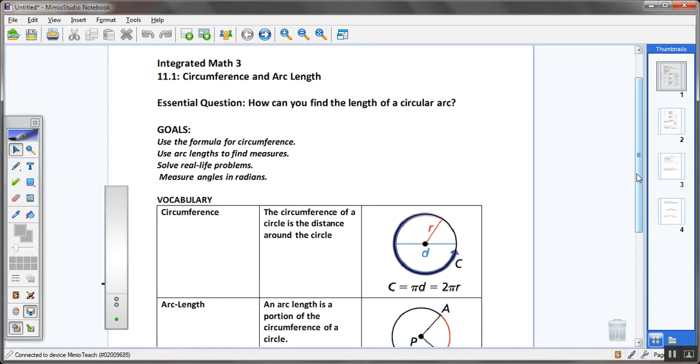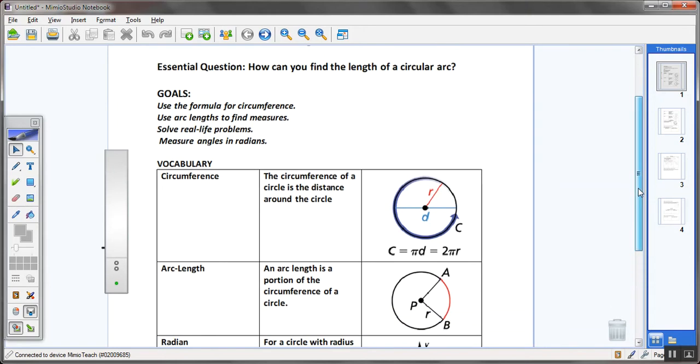So we first need to know what a circular arc is. What do you think a circular arc is? An arc on a circle. What do you think circumference is? The distance, the perimeter around the circle. So it's the perimeter or the distance all around. You guys know this already. So the arc length, is that the whole circumference or part of the circumference? Part. So we're going to be looking at parts of the circumference.